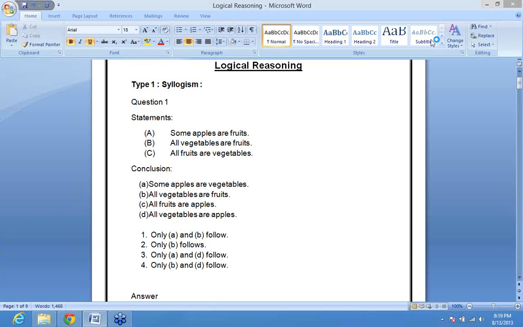Coming to the third and fourth options, that is C and D, all fruits are apples is not necessarily true, because the first statement says some apples are fruits. So all fruits are apples will not be correct, and all vegetables are apples will definitely not be correct, right? So only A and B follow. I hope this is clear.